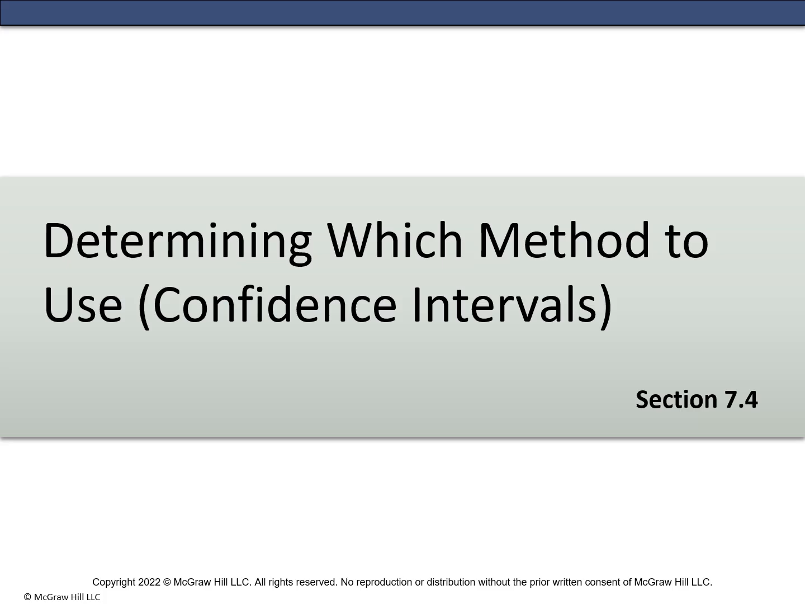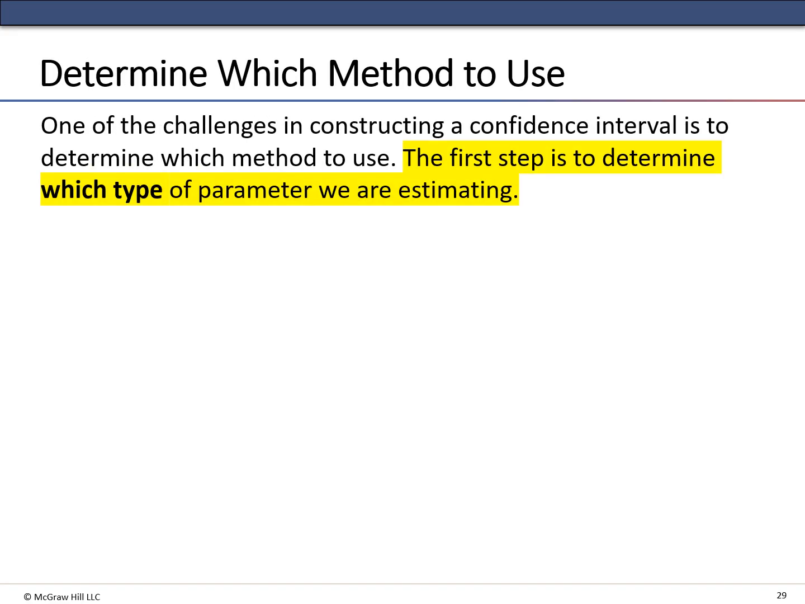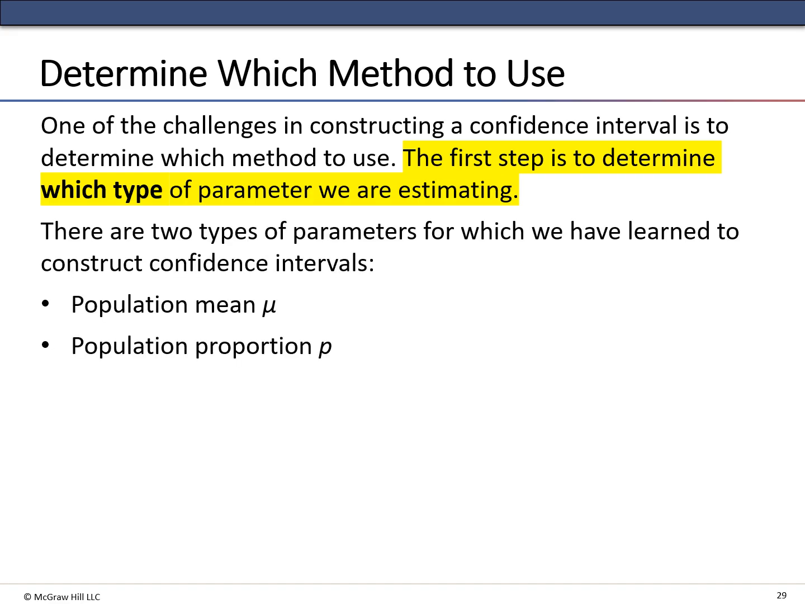The last thing we're going to look at is section 7.4, which is determining which method to use when constructing a confidence interval. One of the challenges in constructing a confidence interval is to determine which method to use. The first step is to determine which type of parameter we are estimating. Are we looking for a population mean, or are we looking for a population proportion?